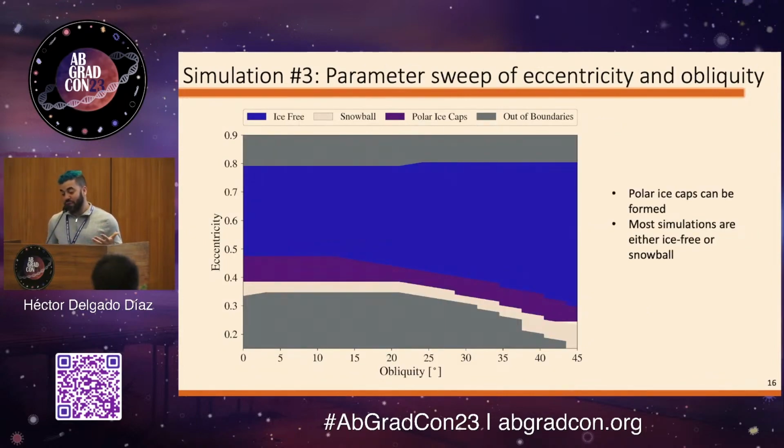This is just a parameter sweep of eccentricities and obliquities, how eccentricity and obliquity affect the state of the planet. We see ice-free is the dark blue, snowball will be the gray part, purple is the polar ice caps, and the outer boundaries is the region where it's too hot or too cold. And we see that at least polar ice caps are formed. This is important because Earth has ice caps, so that's what we're trying to achieve, if we can see ice caps on the planet. So this shows that for different eccentricity and obliquity, that happens.